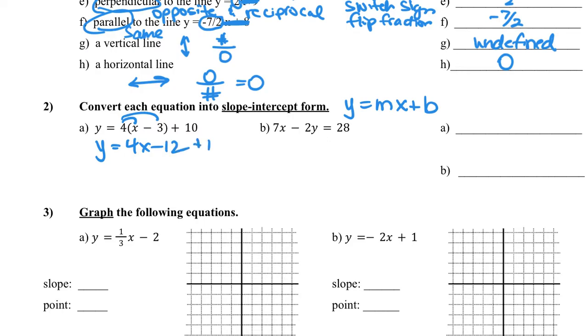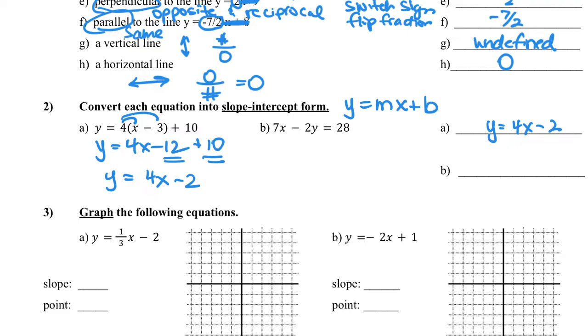And then I still have my plus 10 here. My like terms are the minus 12 and the plus 10. So I have y equals 4x, and then minus 12 plus 10 is minus 2. So my answer would be y equals 4x minus 2. From there, let's look at this next one.